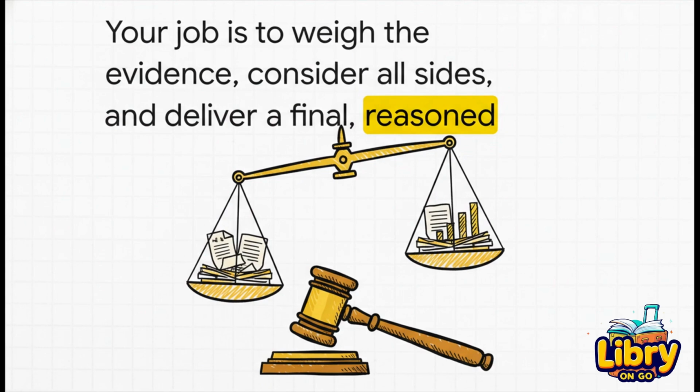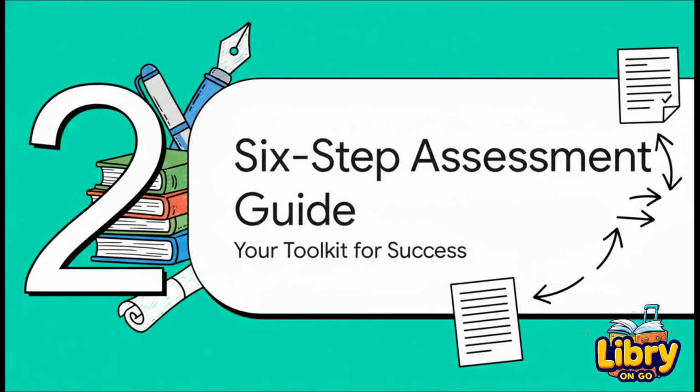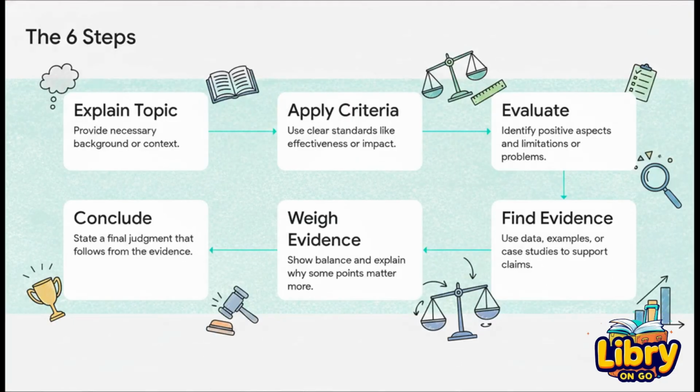So, as the judge, you can't just pick a side based on a gut feeling. Your job is to very calmly look at all the evidence, consider the arguments for and against, and then, and only then, deliver your final justified verdict. That verdict, that's the heart of your assessment. Okay, so you've got the mindset down. Perfect. Now you need the tools. So let's build out a really practical 6-step toolkit that's going to guide you from that scary blank page straight to a finished paper. Here is your roadmap.